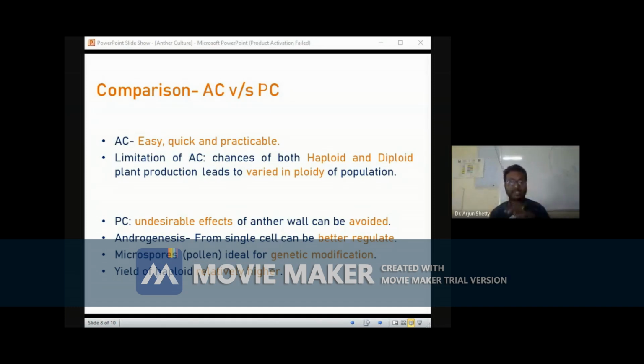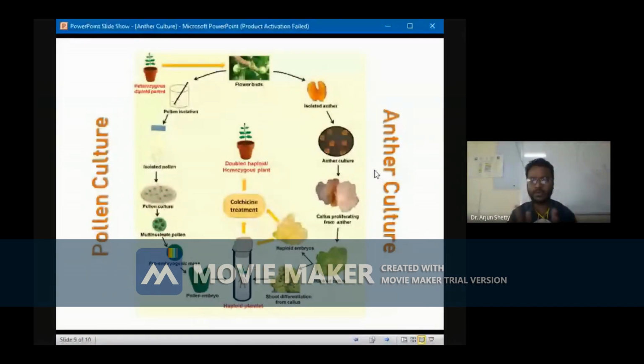Then the chances of yield are relatively higher than with any type of androecium-derived part taken for the production of male haploid plants. So these are the advantages, disadvantages, applications, limitations, merits and demerits between the anther culture and the pollen culture. To show you the flow chart of how we can go for the culturing of anther and pollen culture.